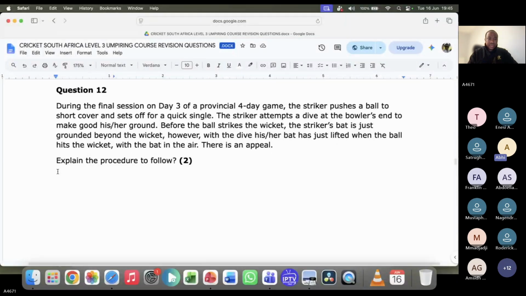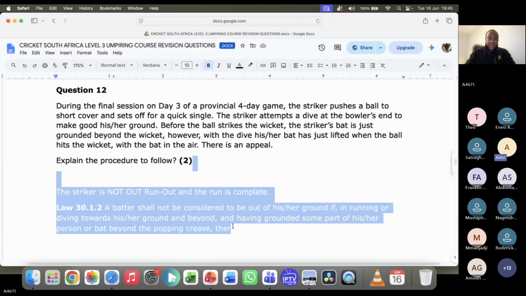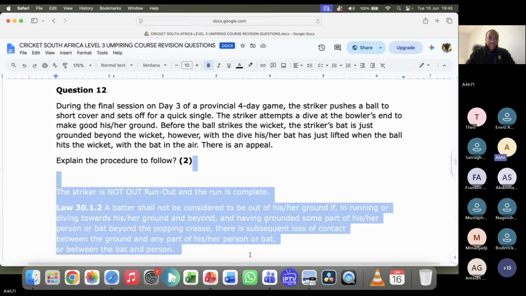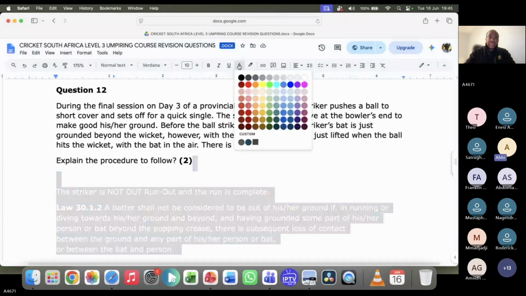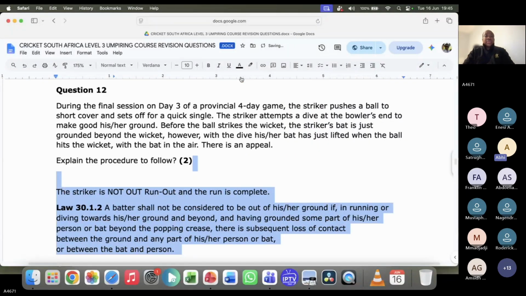So the batter is considered not out because the batter had made the ground before the ball struck the wicket, but the momentum made the bat lift. As per the law, it's not considered out, as the batter was trying to make the ground towards the wicket, right? It was not against the law, so that has to be considered.